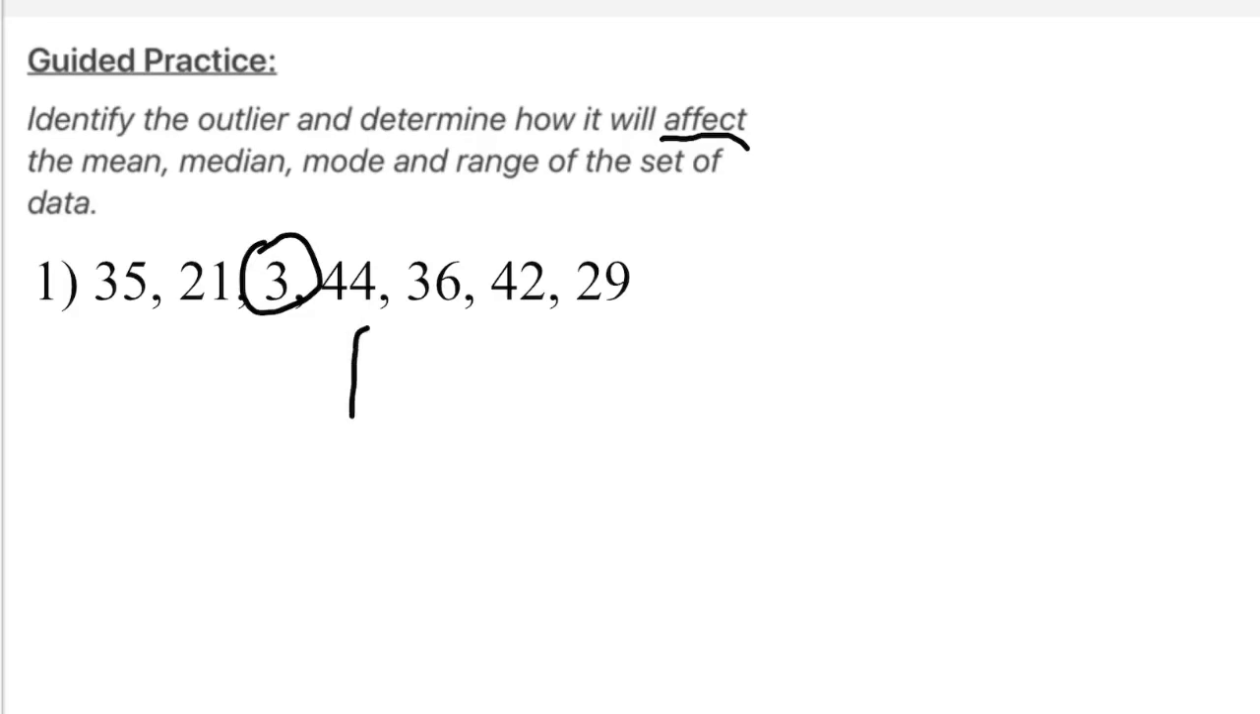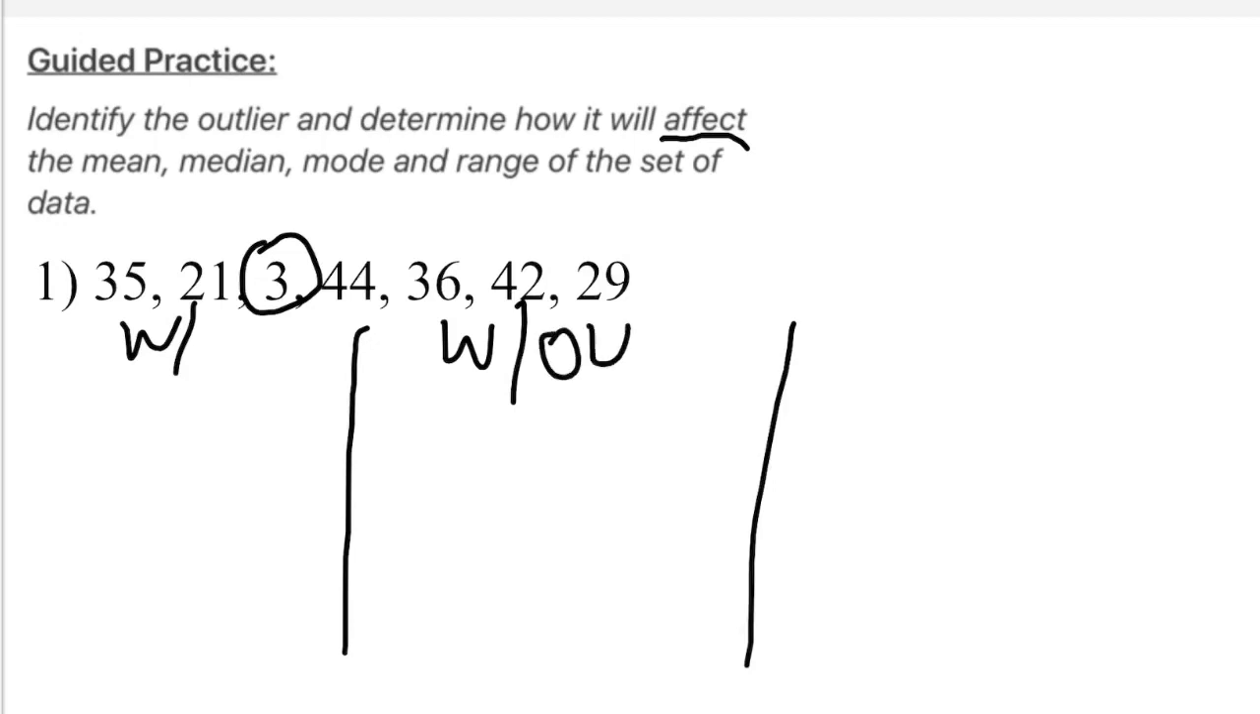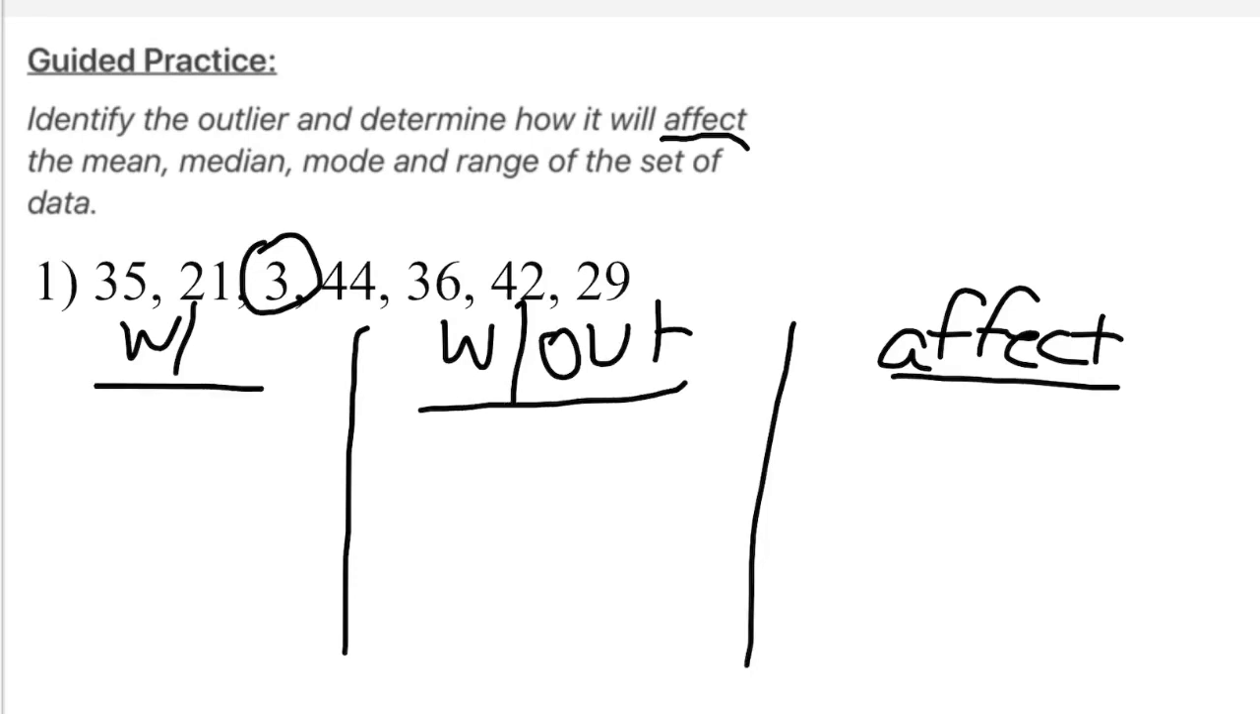So you're going to make a little table on your desks, and you're going to do with, without, effect. And you are going to calculate what's the mean with and without the outlier, what's the effect. What's the median with and without the outlier, what's the effect. What's the mode with or without.